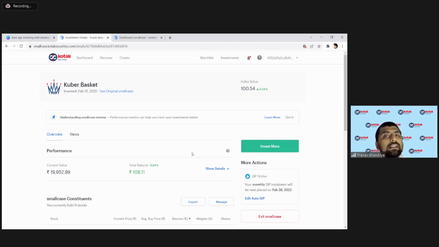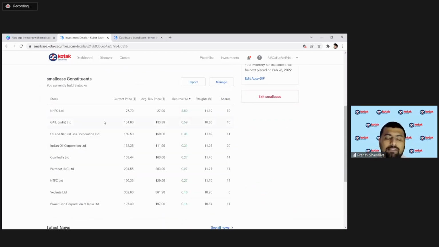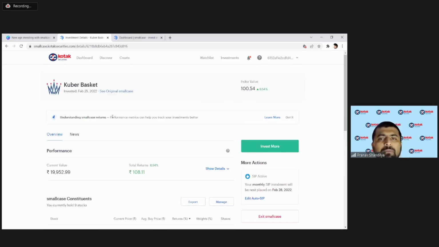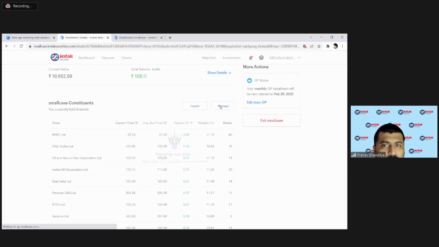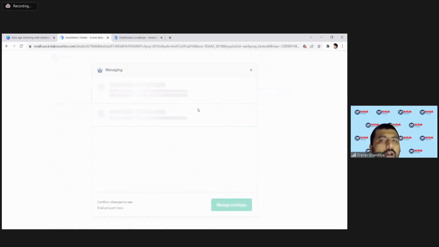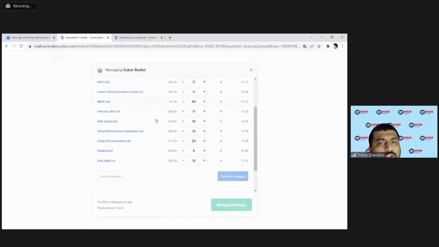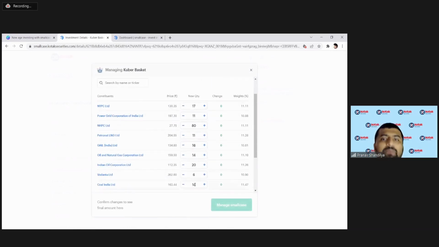Now, the next question I know that most of you will have is, as an investor, what if I don't like one or two stocks in this particular basket? What do I do at that time? So not to worry, you have complete control over your basket. If you feel like one or two stocks is not as per your research, or you do not like it personally, you will be able to see something called a manage button over here. You can click on the manage button, and the list of stocks that are available and their quantities will be mentioned over here.